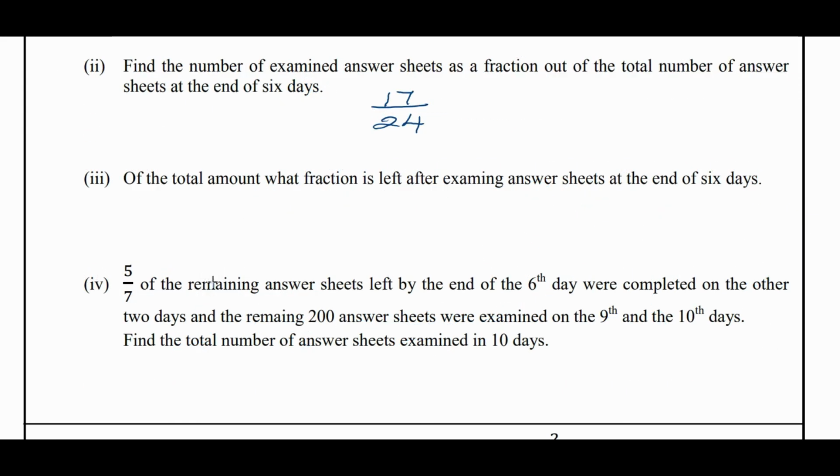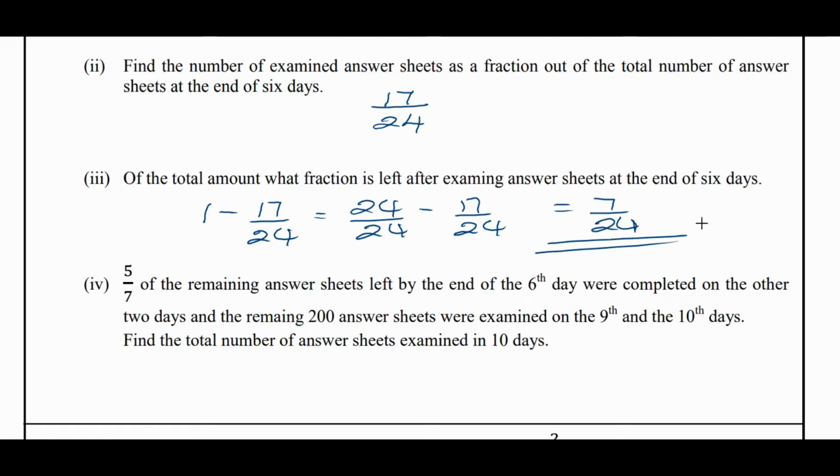Third part is also easy. Of the total amount, what fraction is left after examining answer sheets at the end of 6 days? They have examined 17 out of 24 within the first 6 days. Then they have the remaining 7 out of 24 to be examined. The answer should be 1 minus 17 out of 24. This should be 1 represented as 24 divided by 24 minus 17 divided by 24. Then the answer should be 7 out of 24.